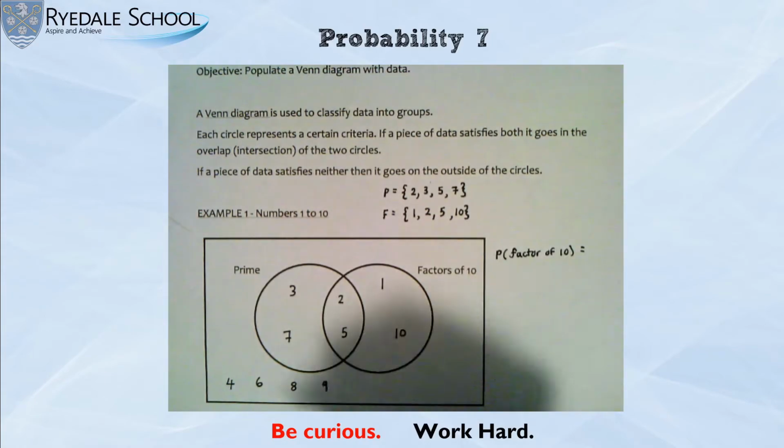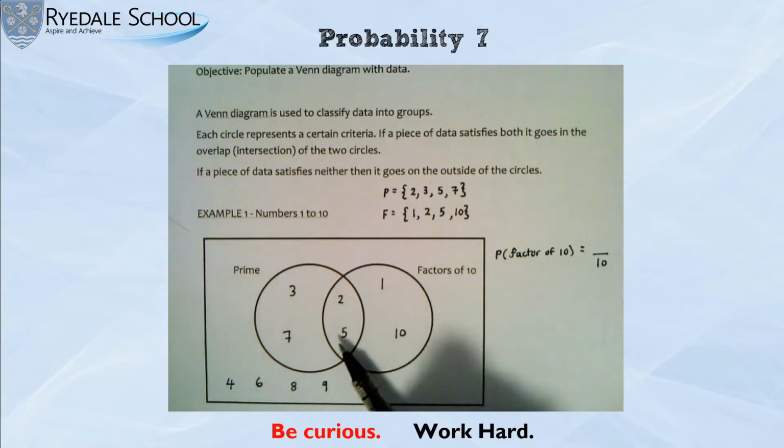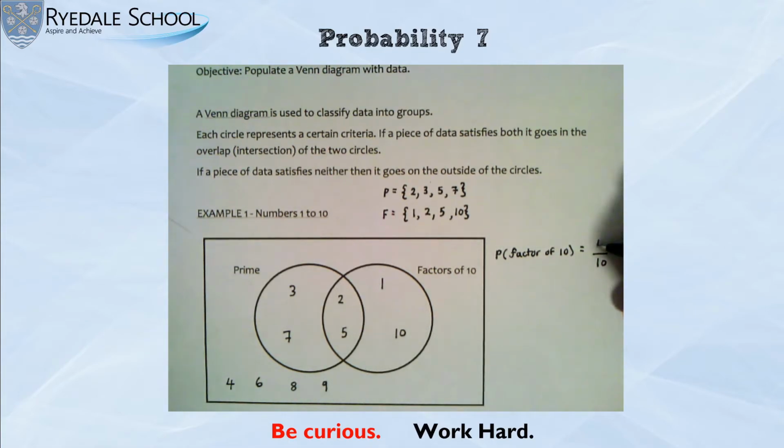Well, we know there's 10 possible outcomes, so it's going to be a probability out of 10. And how many of these numbers are factors of 10? Well, let's count them. 1, 2, 3, 4. So the probability of a factor of 10 is 4/10, or 2/5. That's dividing numerator and denominator by 2.